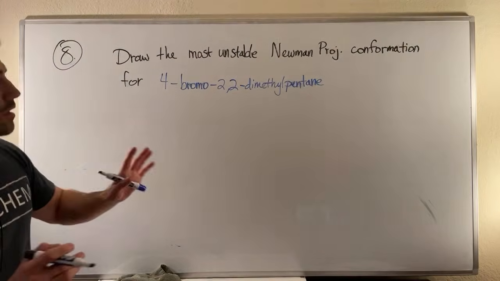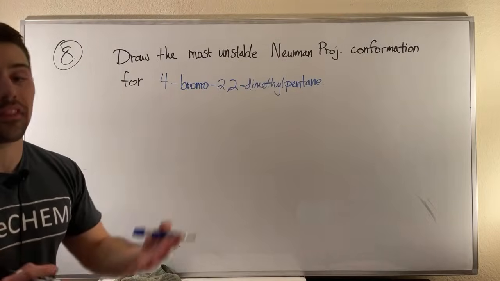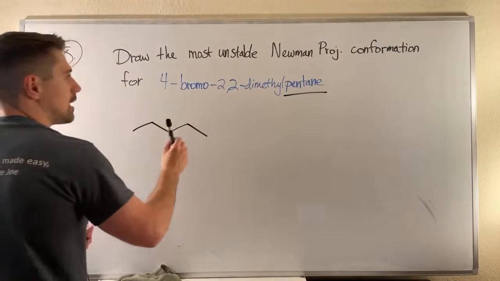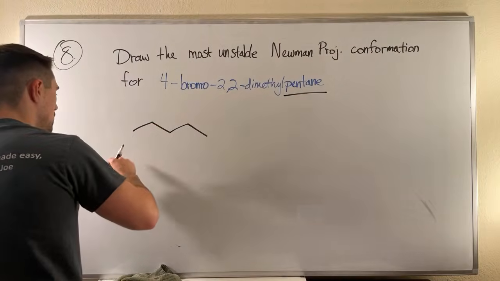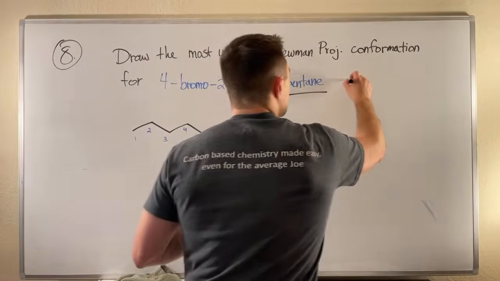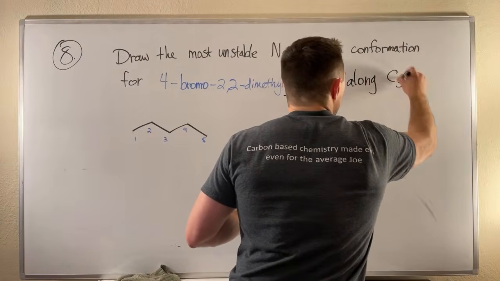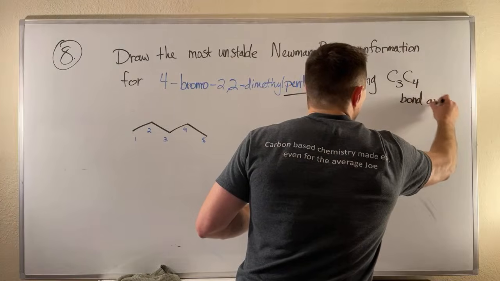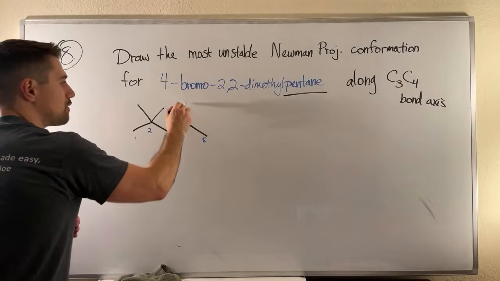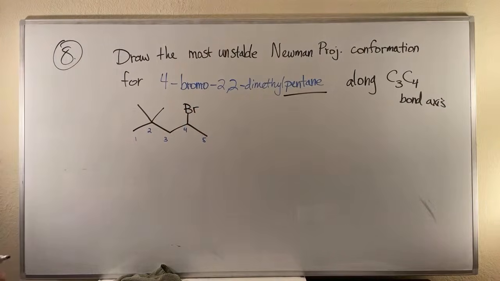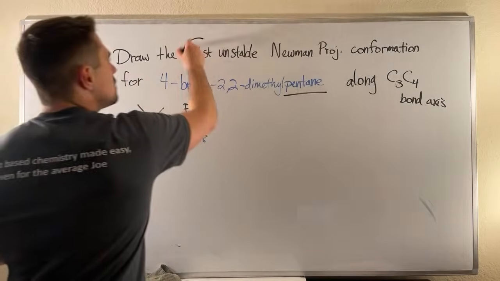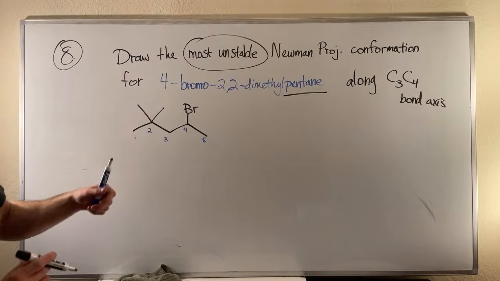So first off, let's actually draw this structure because we can't do anything until we know what it looks like. We have a parent chain of pentane, and we have 2 methyl groups on C2. So what I'll do here, oh, and I actually forgot, I should say along the C3, C4 bond axis. Okay, cool. So we got methyl groups, and then on C4 we have a bromo right there. Cool. All right, so the problem here is saying let's draw the most unstable Newman projection along C3, C4.